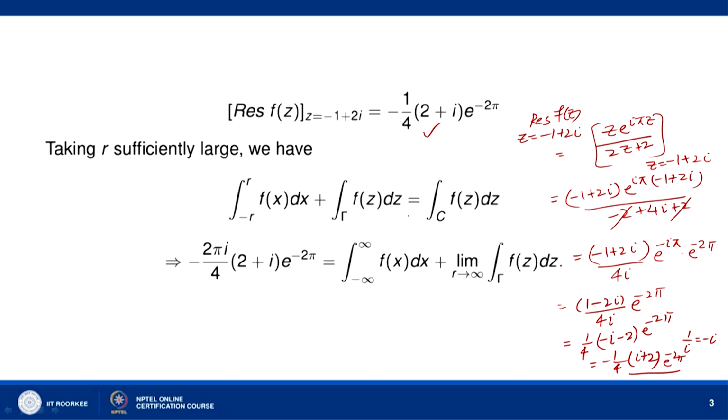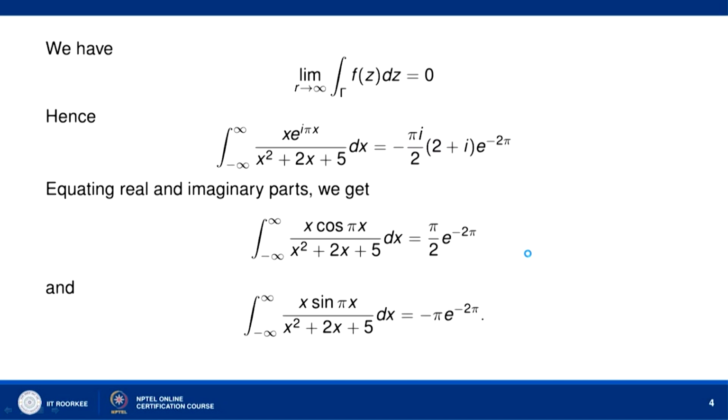Now, by residue theorem, integral over C f(z) dz equal to 2 pi i times sum of residues at the poles in the upper half plane. So, we multiply 2 pi i to that value and we get minus 2 pi i by 4 (2 plus i) into e to the power minus 2 pi, and then here we have integral over minus infinity to infinity f(x) dx plus limit r tends to infinity integral over gamma f(z) dz. Now, we will show that limit of integral over gamma f(z) dz as r goes to infinity is 0. So, let us prove this.